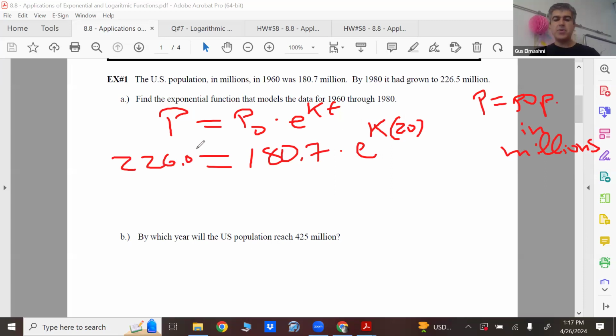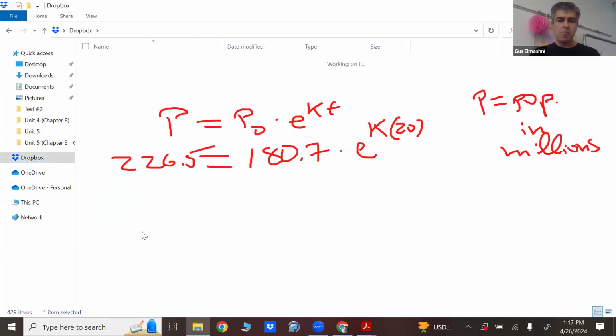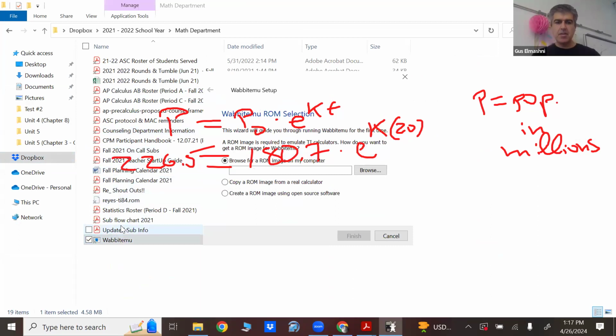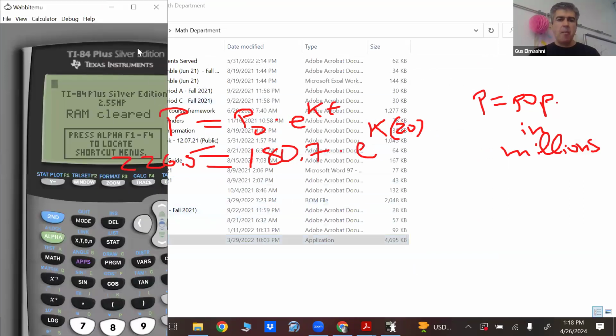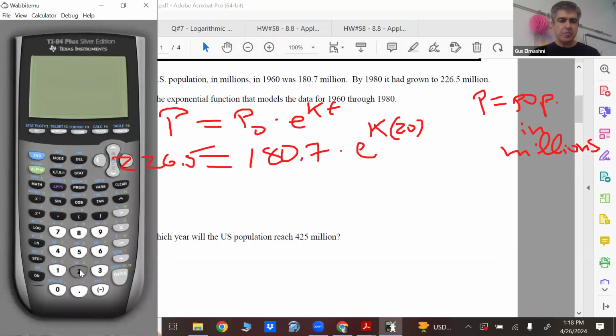Right. And now all you have to do is use a calculator, which I foolishly left in my other classroom, but that's okay. I'll pull up one here. Probably better that way anyway. Okay, here we go. So 226.5 divided by 180.7. So you get 1.253 equals e to the 20k.